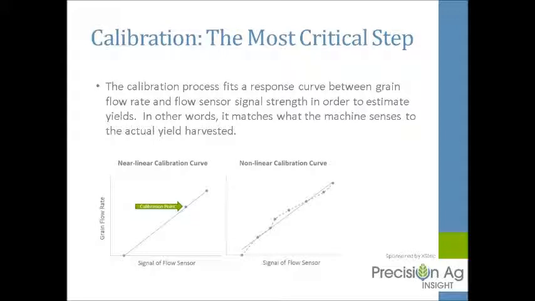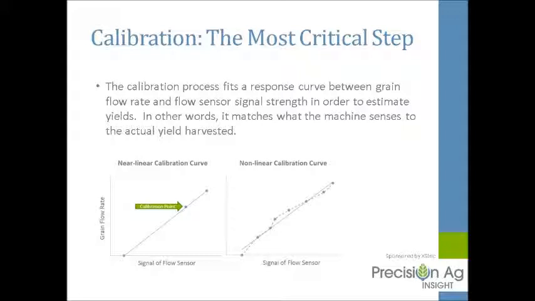Just want to spend a few minutes talking about the calibration process. Most of you guys are probably familiar with it, but it's always good to have a little bit of a reminder, refresher. Simply, the calibration process is just fitting a response curve between grain flow rate and flow sensor signal strength in order to estimate yields, so you can basically break things down into 2 different calibration curves. The first one would be a near linear calibration curve.